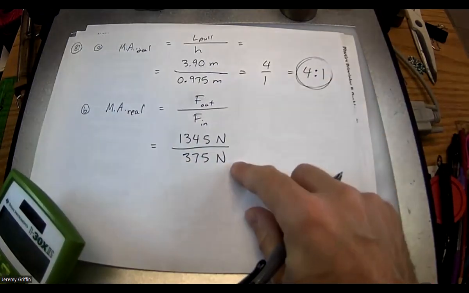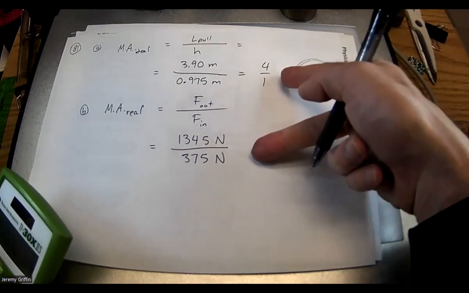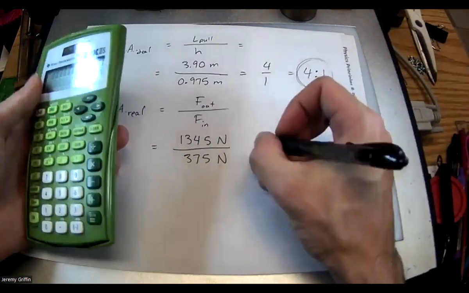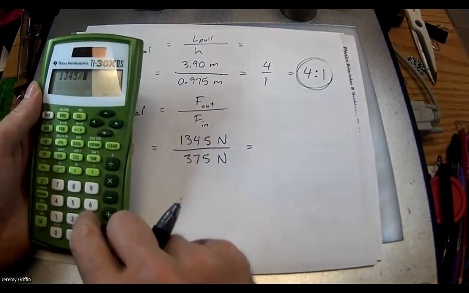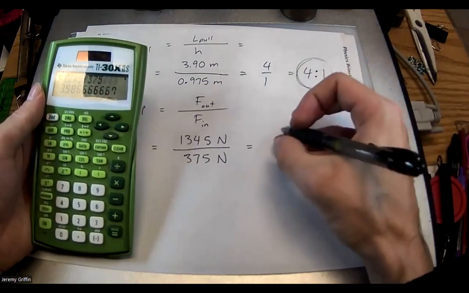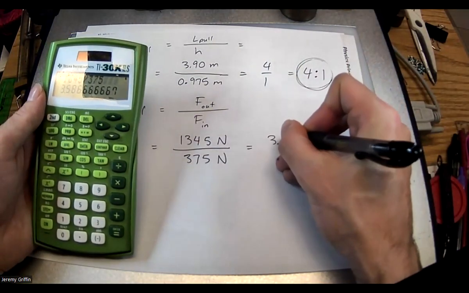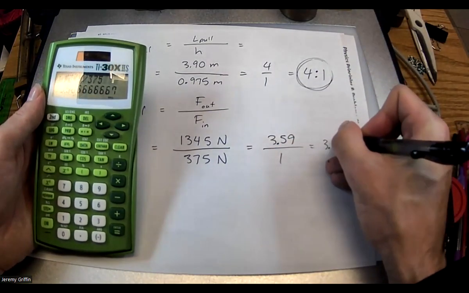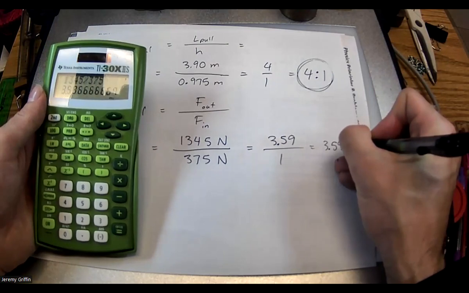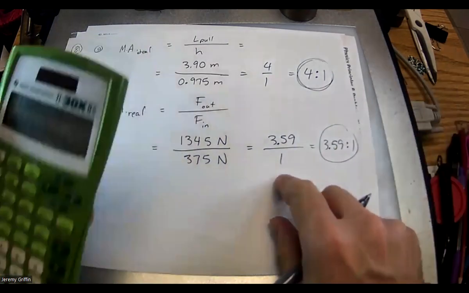So it looks like he's about 4 times as strong, right? But it might be a little bit less than that. But we're going to find out. It's 1345 over 375. It is less than that. It's like a 3.59 to 1 ratio. So I can call it 3.59 to 1 mechanical advantage, if you want to call it that, right?